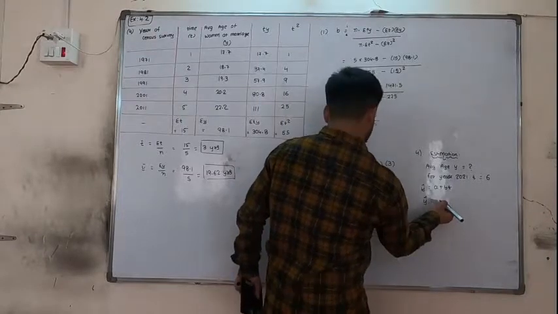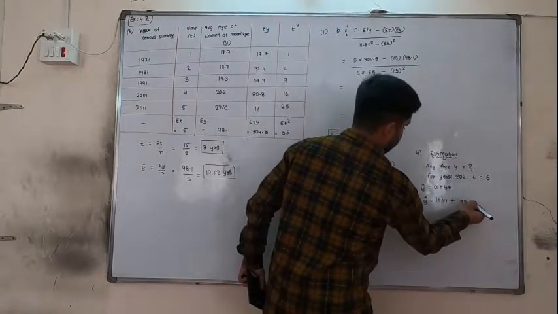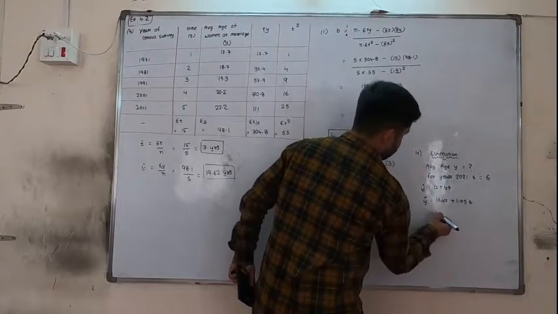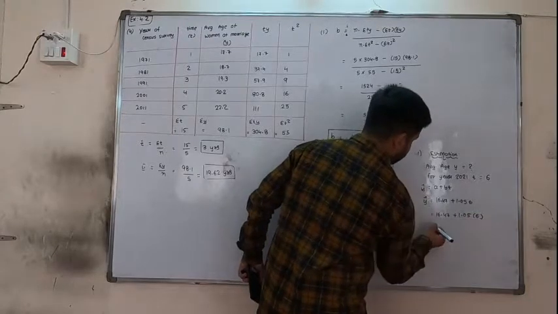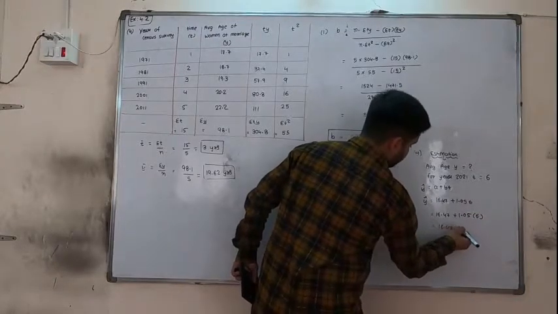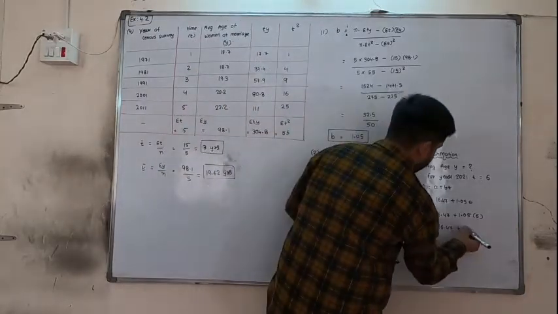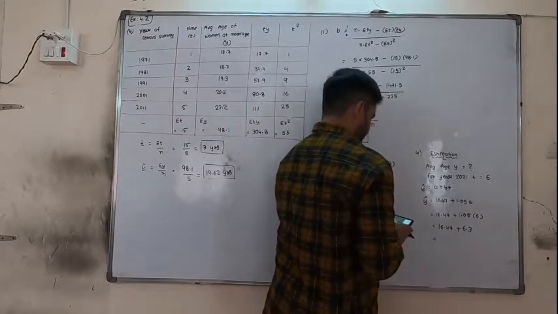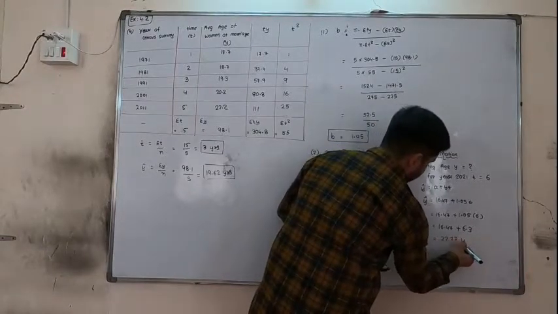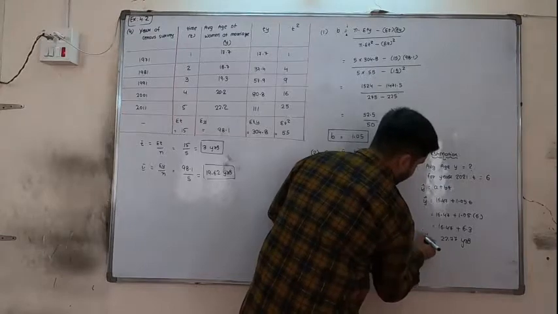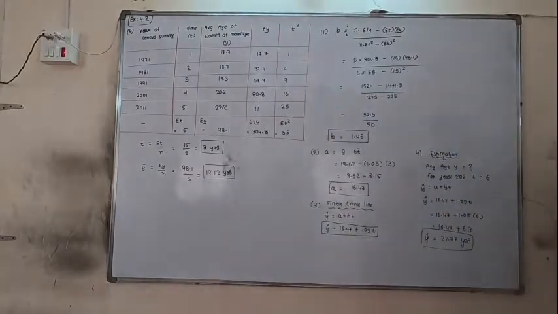Y cap is equal to 16.47 plus 1.05 T. 16.47 plus 1.05 multiply 6. 6.3 plus 16.47. 22.77 years. So the average age of woman would be 22.77 years.